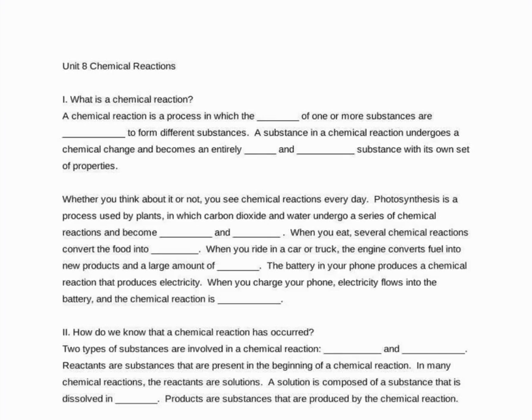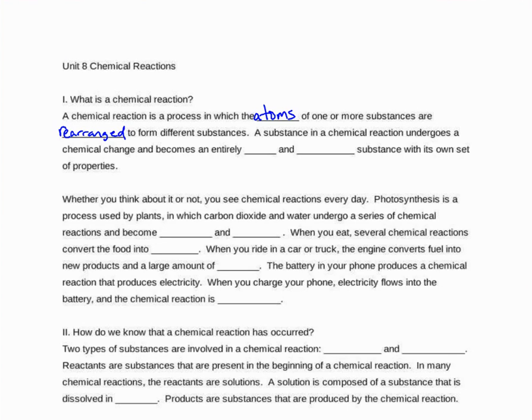So this is chemistry starting unit 8. In this unit, we're going to start talking about chemical reactions. So first question is, what is a chemical reaction? A chemical reaction is a process in which the atoms of one or more substances are rearranged to form different substances.